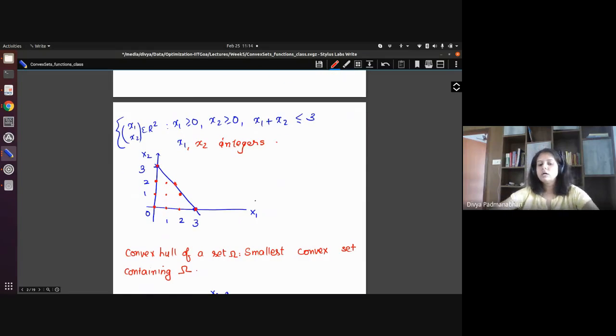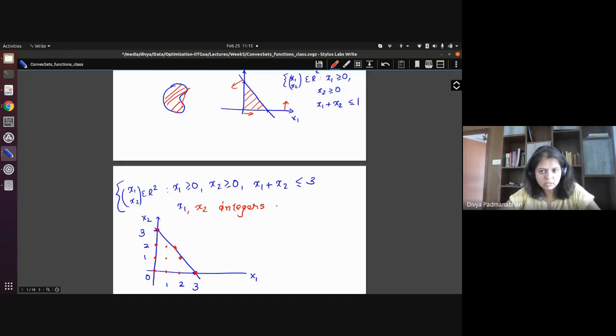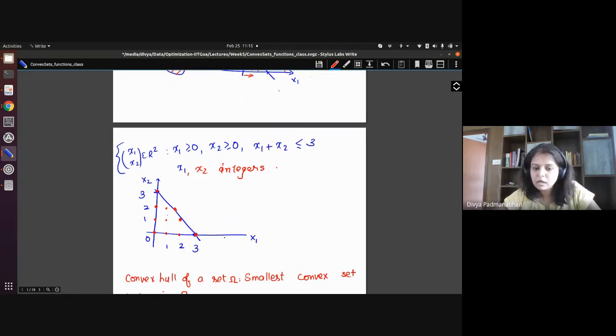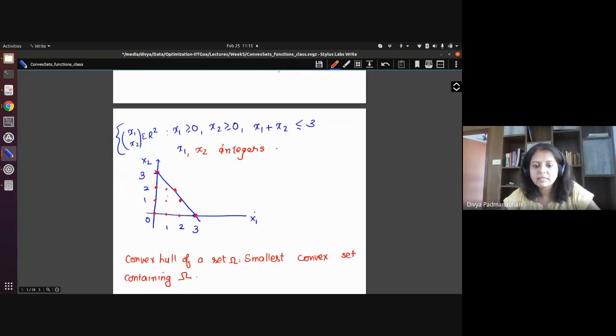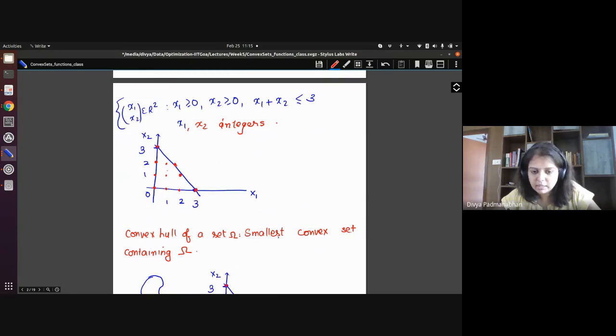Okay, so now we have something called a convex hull. This is just the smallest convex set which contains omega. For the case of this example where you had these integer points, the convex hull would be basically this one. So the convex hull of this set is basically this set without the integer constraints. That's the smallest convex set which contains omega.